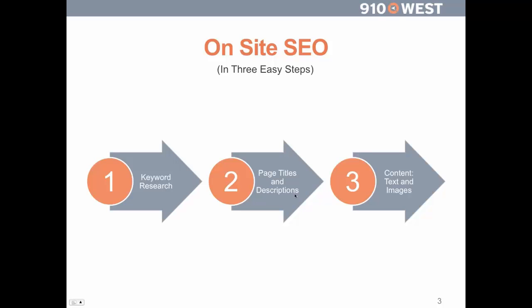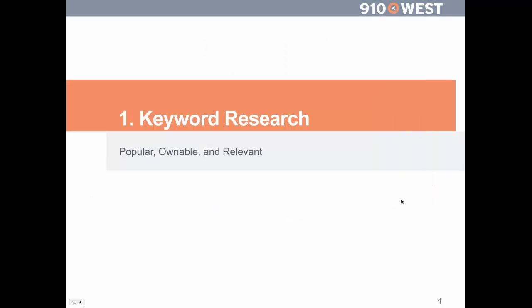So the three easy steps are, number one, to get your keyword research. Make sure you've got the right words. Number two, page titles and descriptions. And number three, what's happening in the content, both text and images. So let's jump right into that.